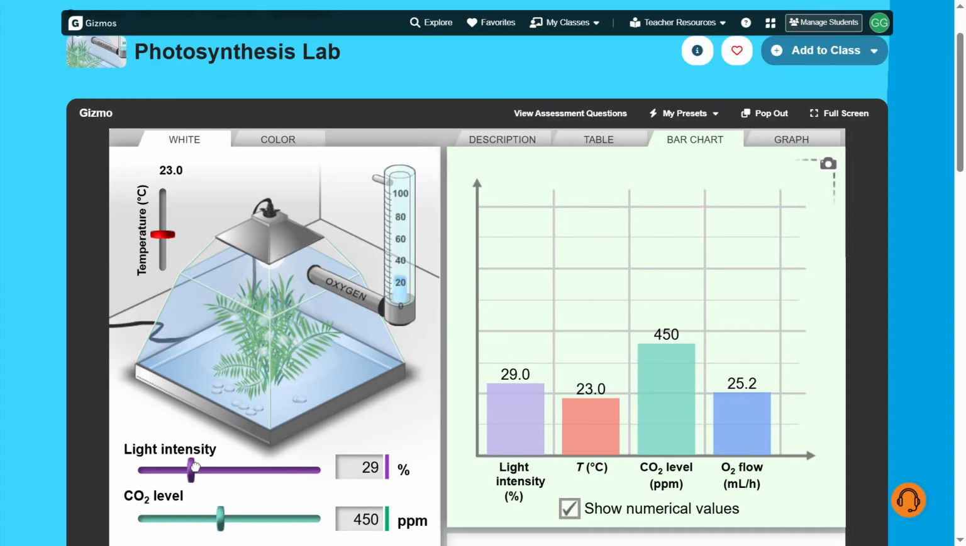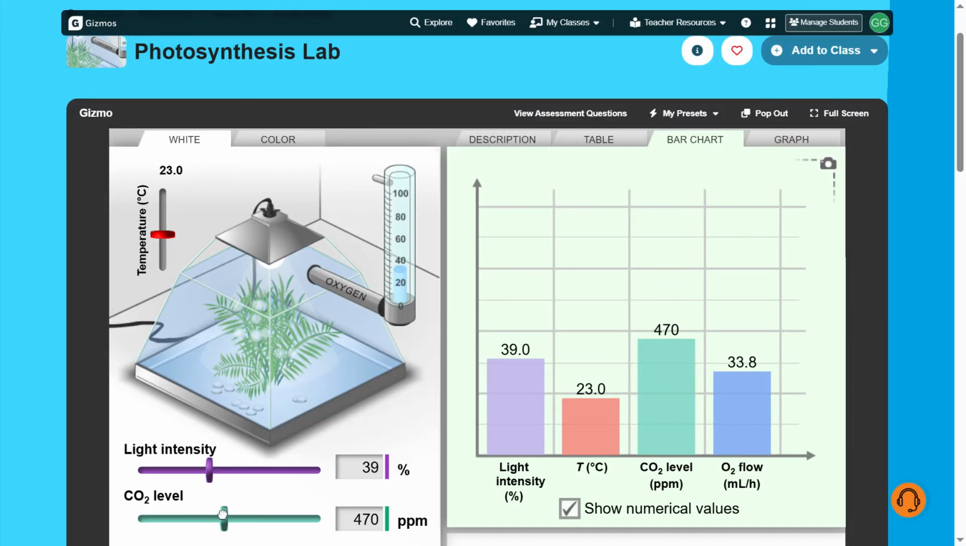We can also change the light intensity to find the maximum rate of oxygen production. We can see here it's about 48 milliliters per hour. Even if we increase the light more, there seems to be no effect. That means that some other factor is controlling the rate of oxygen production. That is our limiting factor.